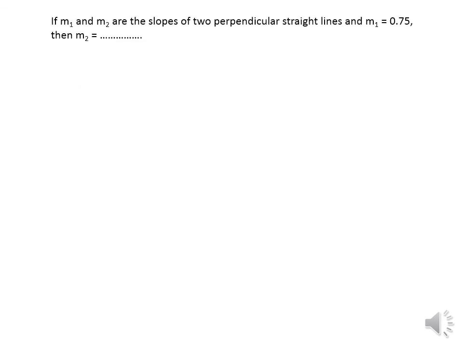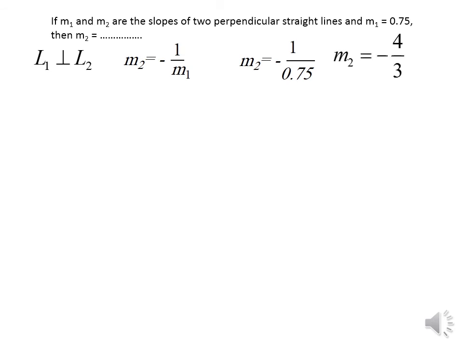If M1 and M2 are the slope of two perpendicular lines, first one M1 equal 0.75, find the other slope. L1 perpendicular to L2, that means M2 equal negative 1 over M1. Finally, it will be negative 1 over 0.75. Finally, it will be negative 4 over 3.